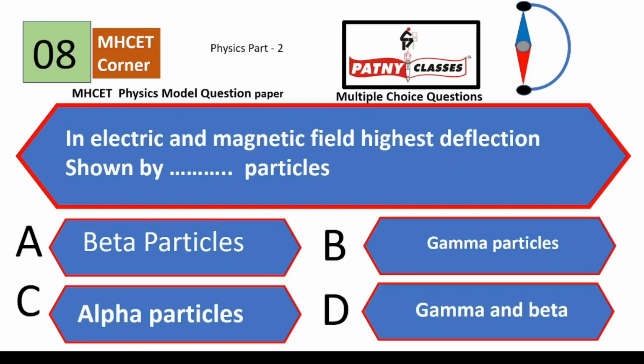Question number 8. In electric and magnetic field, highest deflection is shown by which particles? Option A, beta particles. Option B, gamma particles. Option C, alpha particles. And option D, gamma and beta particles.